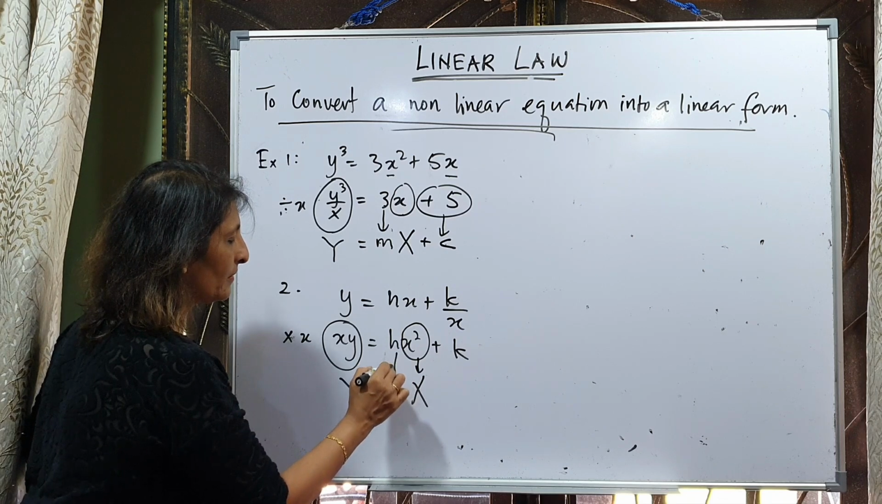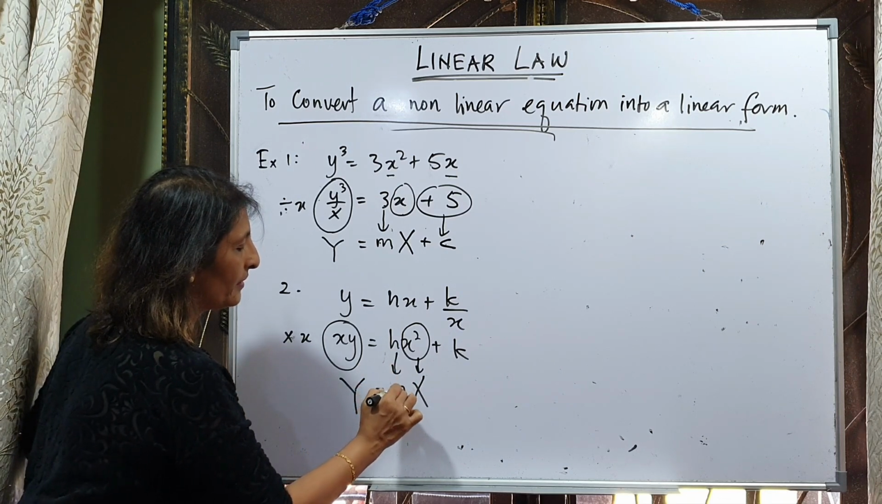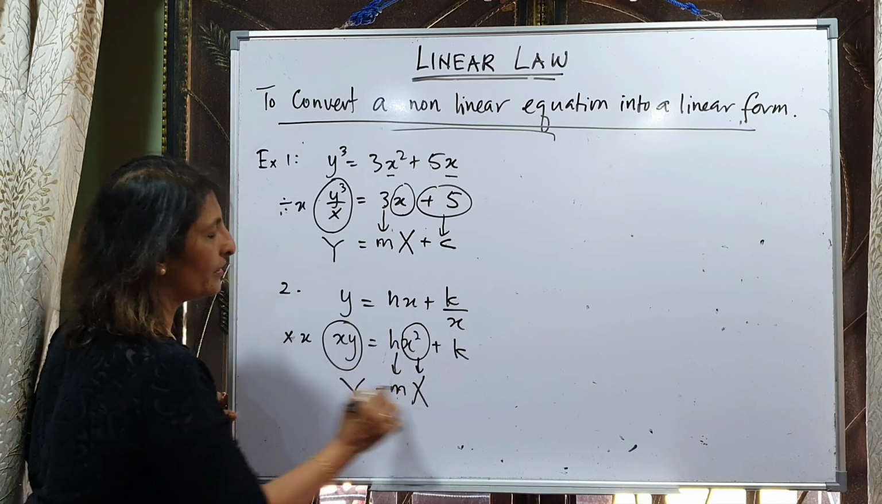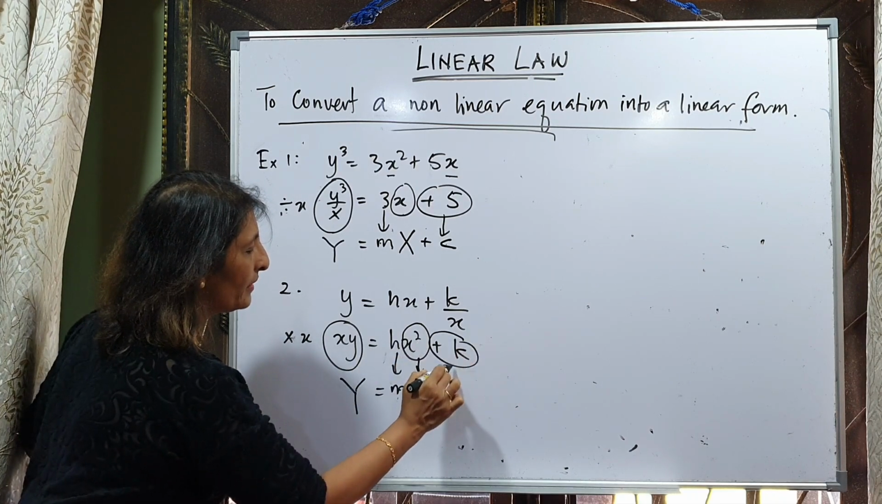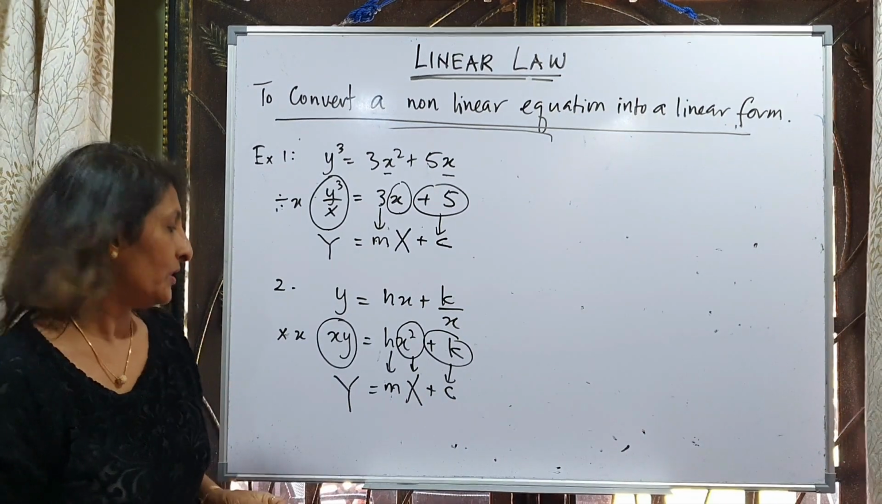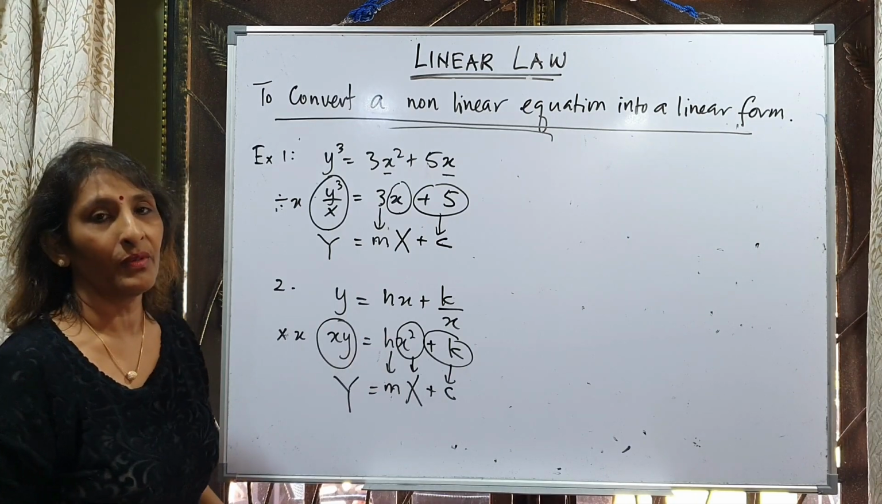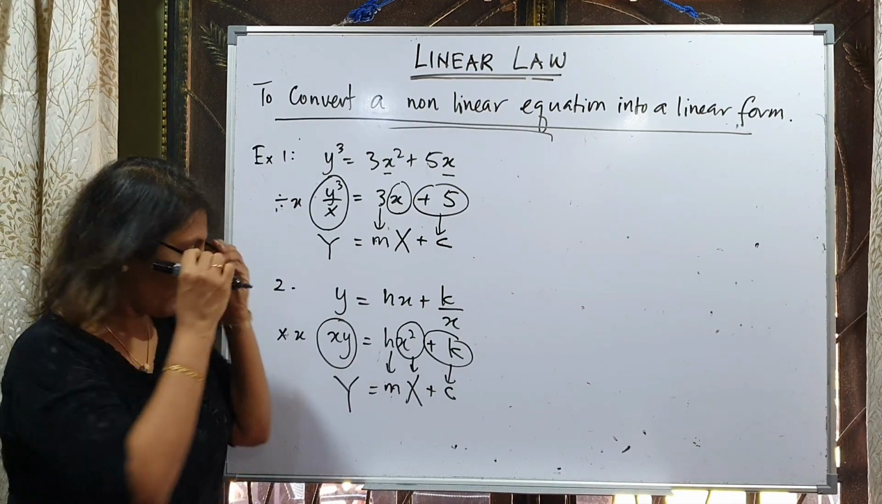Therefore, what is in front of x? The gradient, mx. So h is the gradient. And what's the value behind here? It's the y-intercept, which is the value of c. Okay, you can identify everything here once you change. Okay, let's see some more examples.